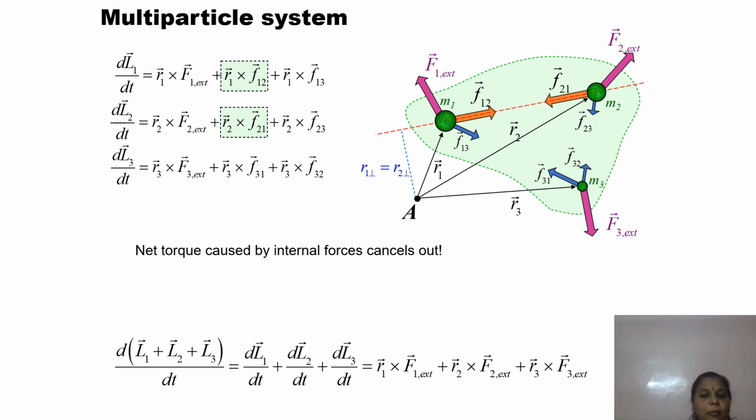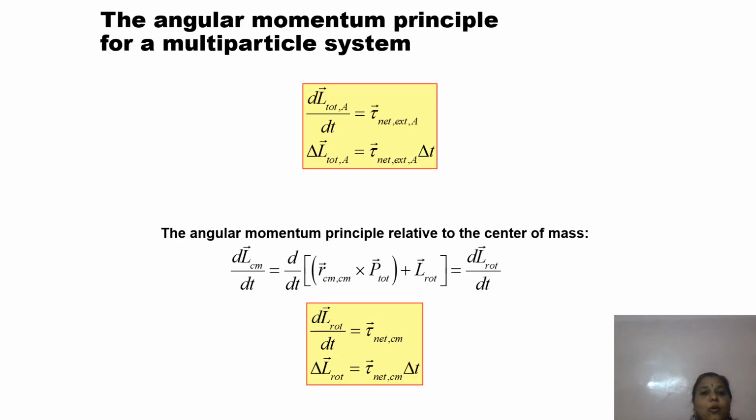So the change in angular momentum of the first mass, the second mass and the third mass will be nothing but r1 cross the first external force, r2 cross the second external force, and r3 cross the third external force. Likewise, we can extend it to a multi-particle system where the conservation of angular momentum holds in the same way.